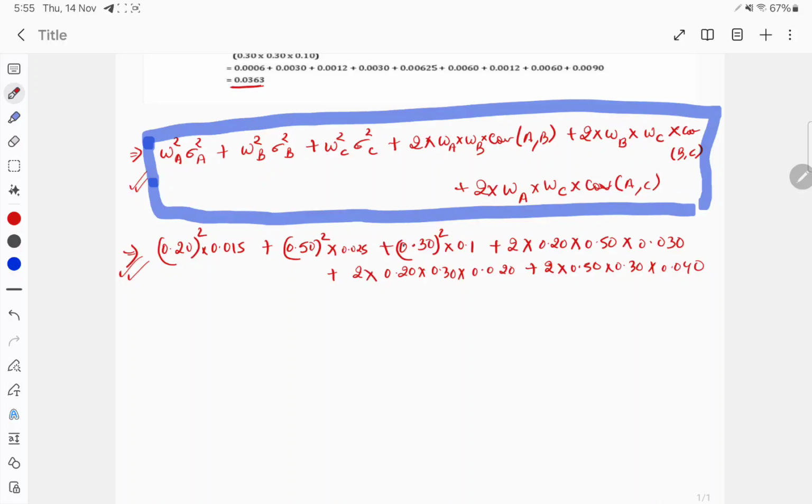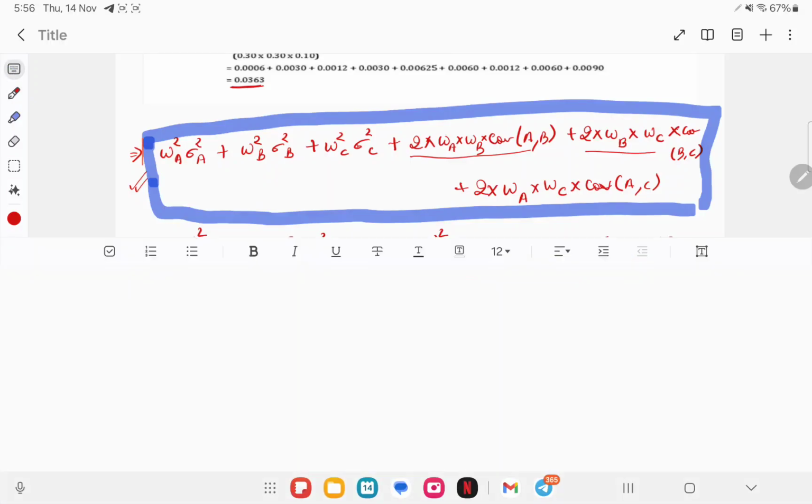It is basically: weight square into variance plus weight square into variance plus 2 into weight into weight plus 2 into weight into weight. Basically, if there are two variables, then this 2 into weight will come 2 times, because you can make two combinations, that is A and B. And if there are 3 variables, then 2 into weight will come 3 times. So once you go through this formula, this question will be easy going for you.